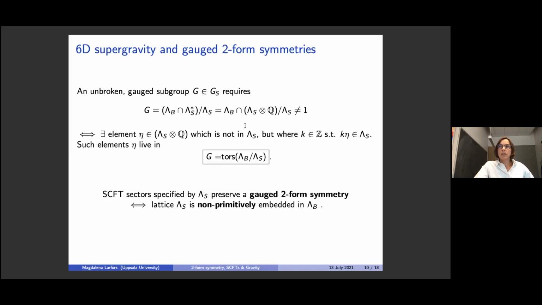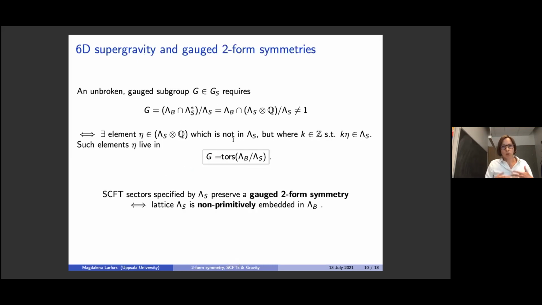So what one can show, since these elements that I'm talking about here are torsional elements, is that what we need to check is whether the torsional subgroup of that is given here is non-trivial. So what we find then is that the SCFT sectors that are specified by lambda s preserve a gauge two-form symmetry if the lattice lambda s is non-primitively embedded in lambda b. And being non-primitively embedded means exactly that there are components in lambda b that are not included in lambda s.